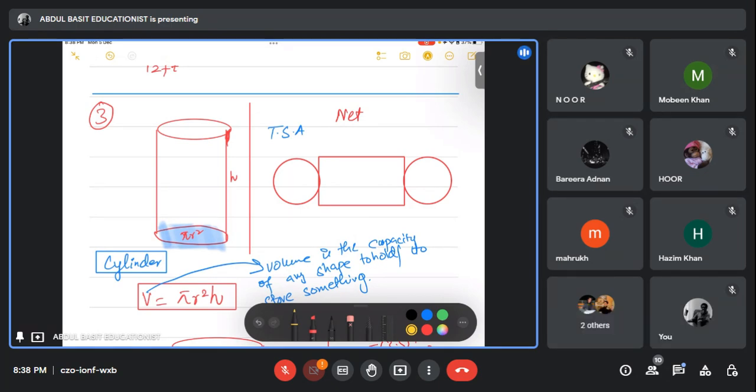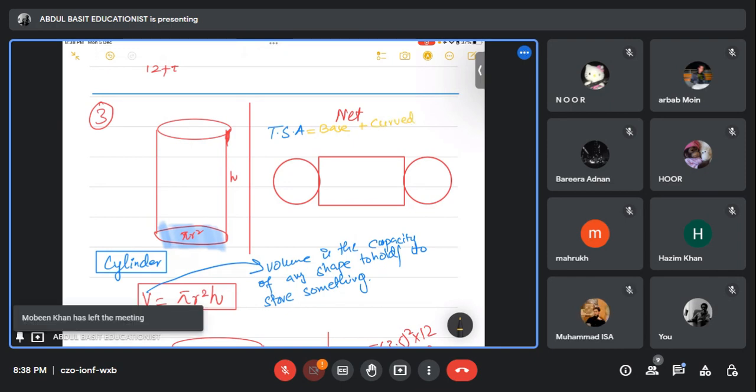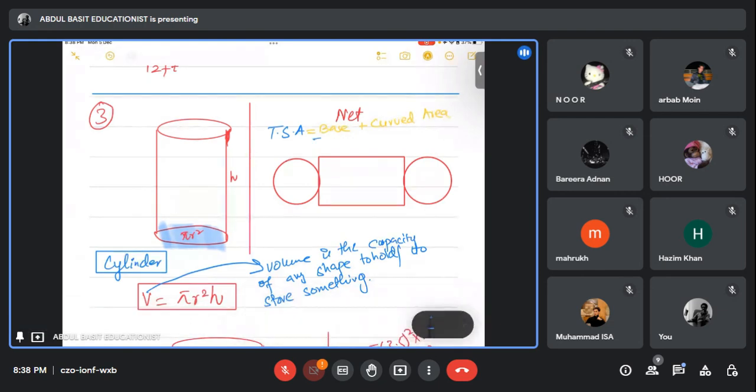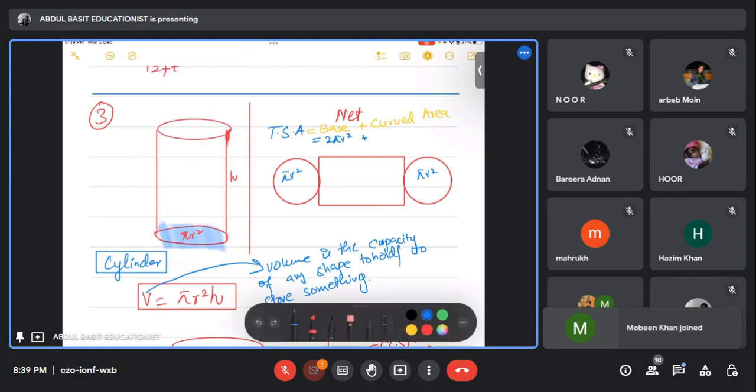Now look, for example, if you want to paint the total surface area of the cylinder, you have two things. The first one is that you have base plus curved area. You should know how to find the base. You know that there is pi r square, and you have two pi r squares. Agree? That is what the base is. Now you need to find the curved area, which is this area, the one I'm showing here, the curved area of that cylinder. Is it clear?